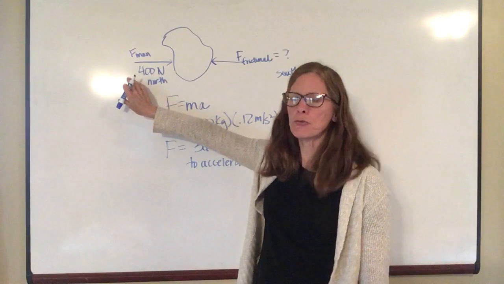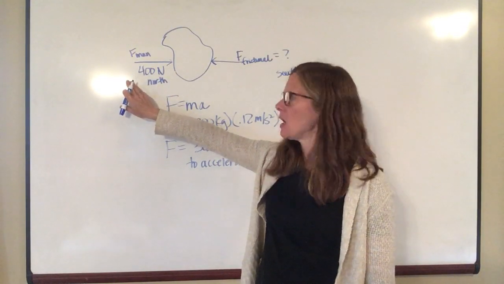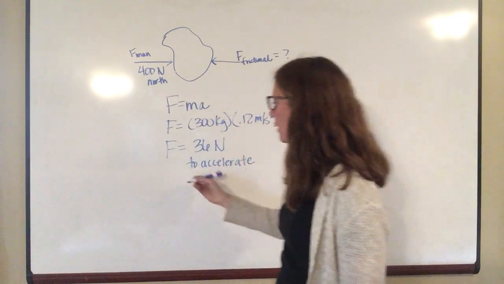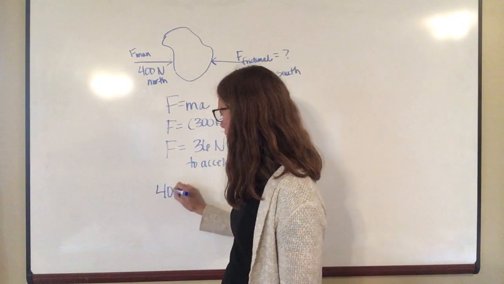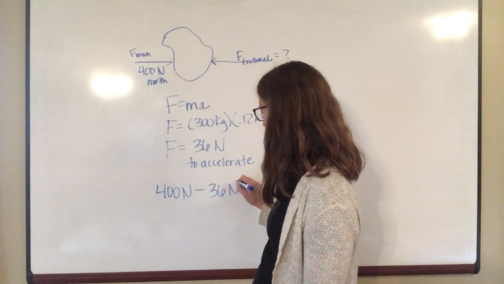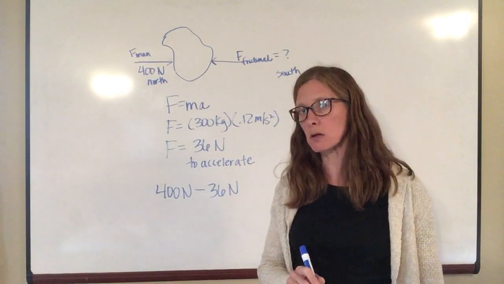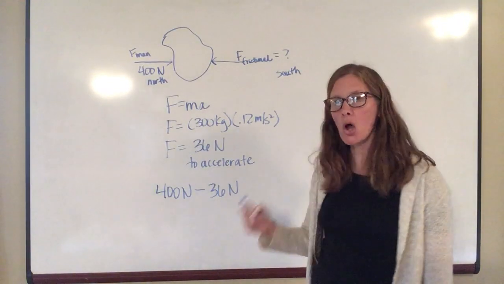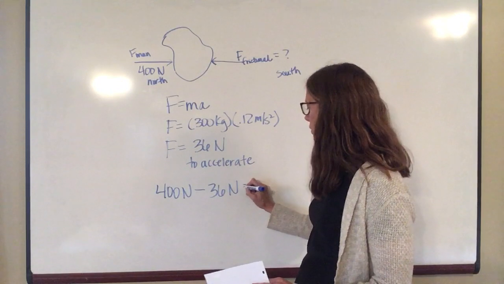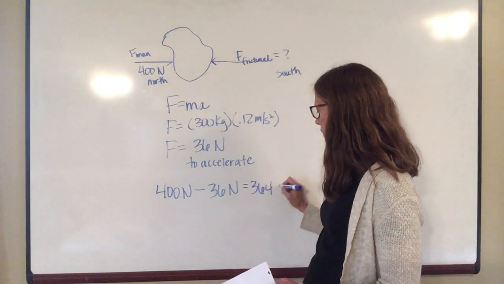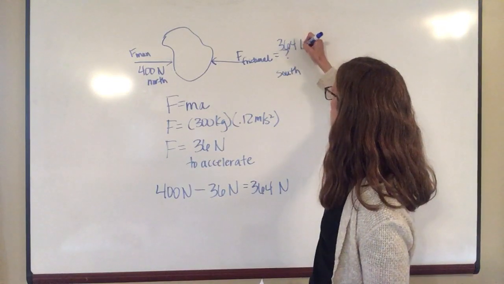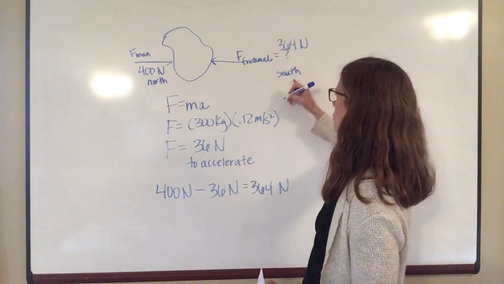So it takes 36 newtons in order to accelerate the rock. He's applying 400 newtons, so what does that mean this frictional force is? Well, if I take off the amount of newtons that it takes to accelerate the rock, then what's left over is going to be the frictional force. So that number is going to be 364 newtons.